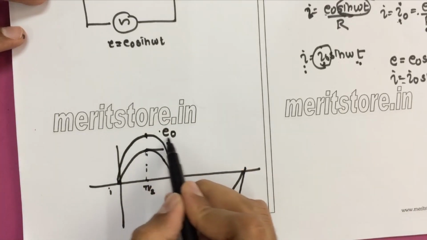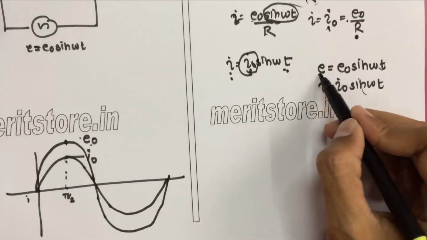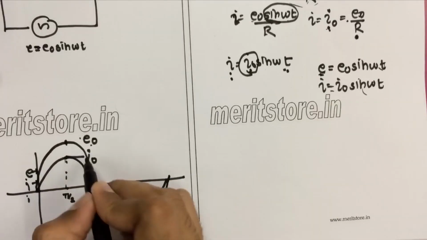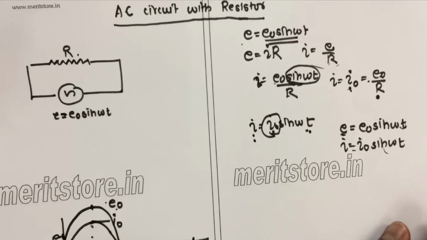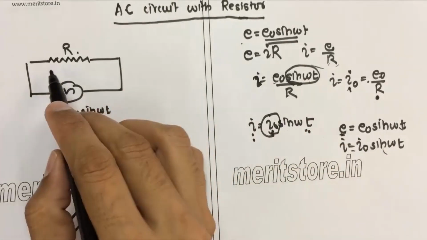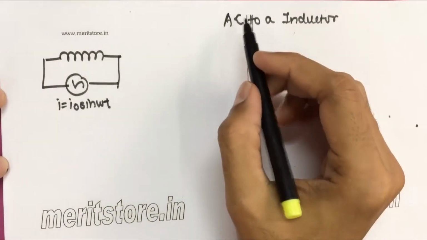At 90 degrees it will be E0. If you use 90 degrees, sine 90 becomes 1, so your E value will reach E0 and your I value will reach I0. Okay, so this is the relation between the voltage and the current when alternating current is passed through a resistor.